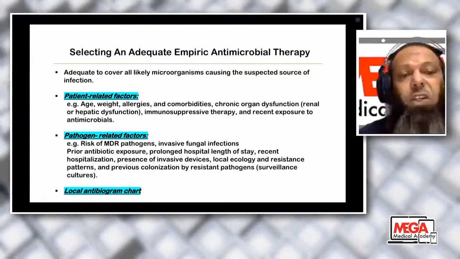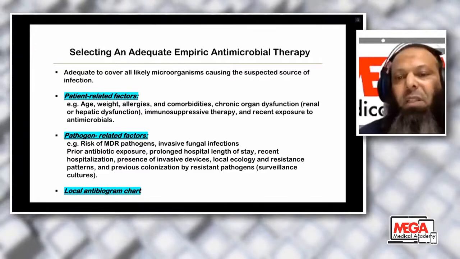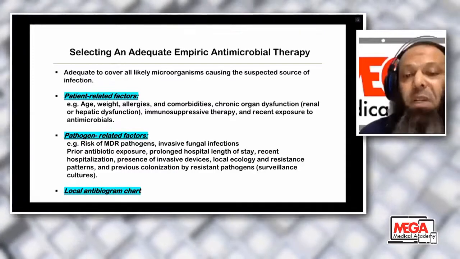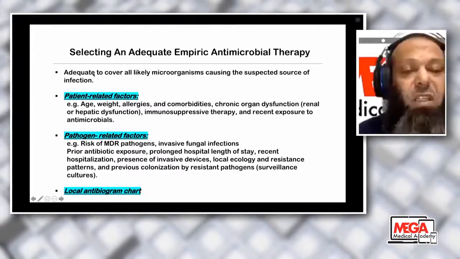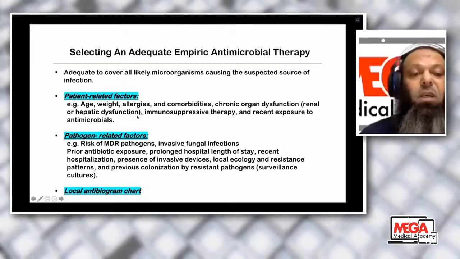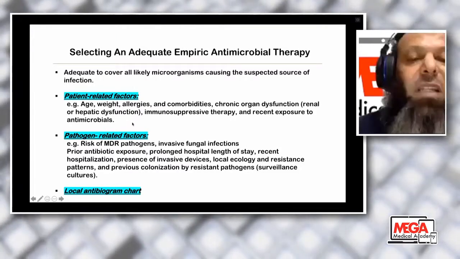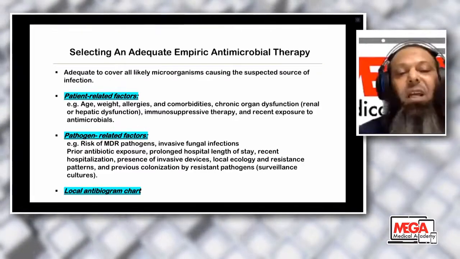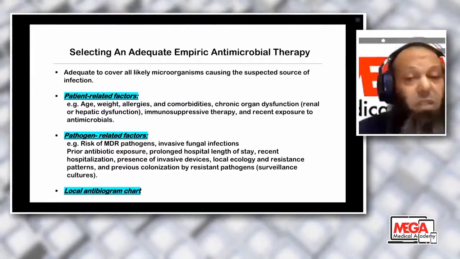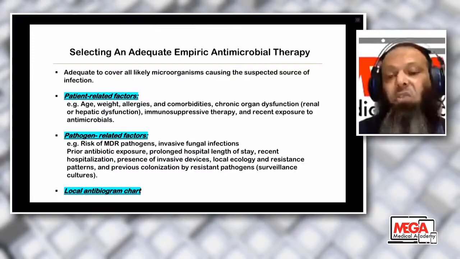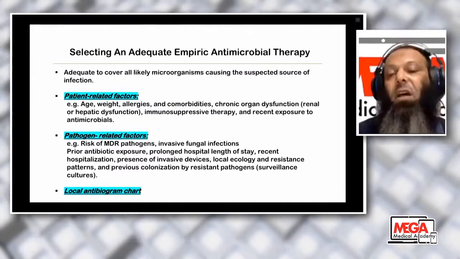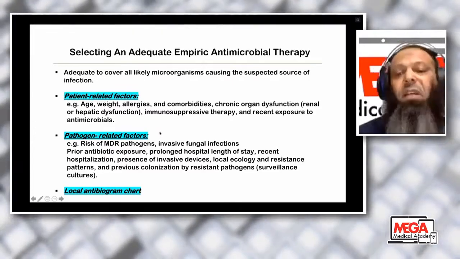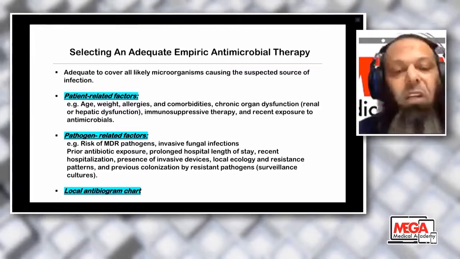Patient-related factors: age, weight, allergies, the comorbidities, the underlying chronic organ dysfunction like renal failure, liver failure, immunosuppressive therapy, and history of recent exposure to antimicrobials. For pathogen factors, the risk of multi-drug organisms or the risk for invasive fungal infection. So you should review your patient about prior antibiotic exposure, prolonged hospital stay, recent hospitalization, the presence of invasive lines, local ecology and resistance, which is related to the local antibiogram, and the previous colonization by resistant pathogen.